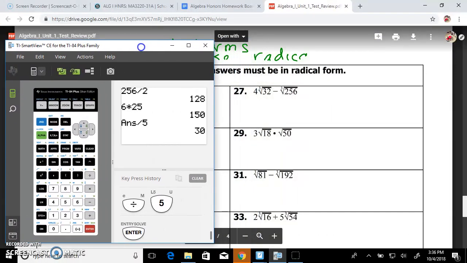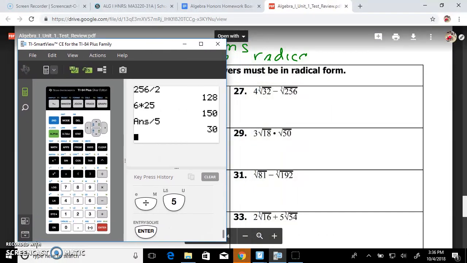Excellent. Let's move on to number 29. So we have 3 root 18 times root 50. Let's simplify them first and then multiply them. It'll be a little bit easier working with smaller numbers. So first we have 3 square root of 18. Let's do our upside down division with 18, remembering that 3 is a coefficient. So divide that by 2, and that's 9.